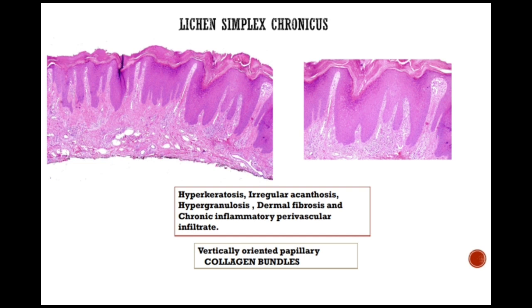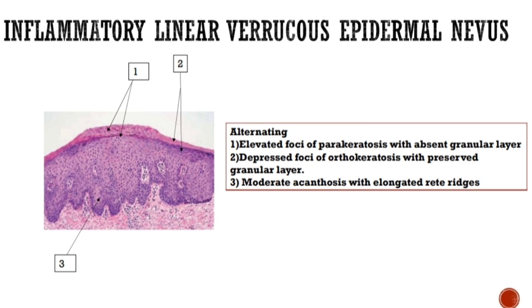Next entity is inflammatory linear verrucous epidermal nevus. The characteristic finding of this entity includes alternating elevated foci of parakeratosis with an absent granular layer, with depressed foci of orthokeratosis with a preserved granular layer. There is moderate acanthosis with elongated rete ridges. Basically, inflammatory linear verrucous epidermal nevus is sharply defined, having a thick zone of parakeratosis, which is alternating with orthokeratosis, and there will be mild papillomatosis.